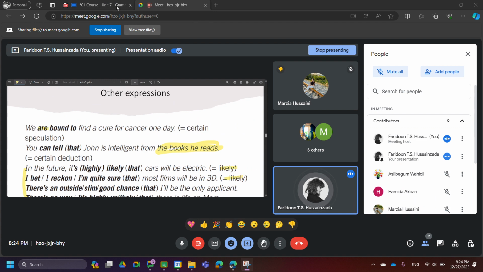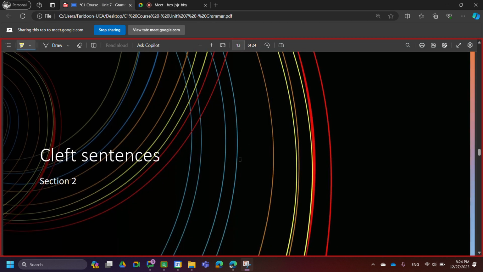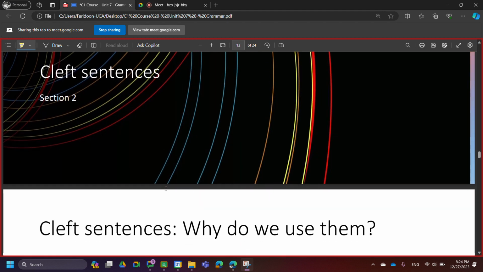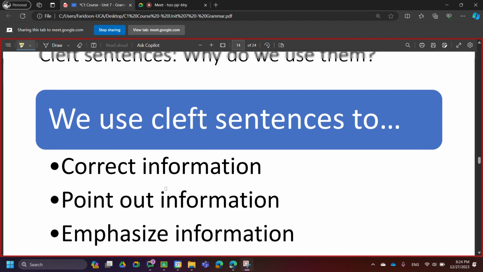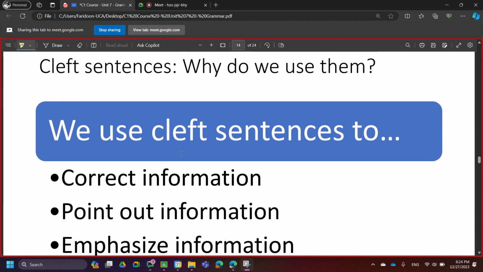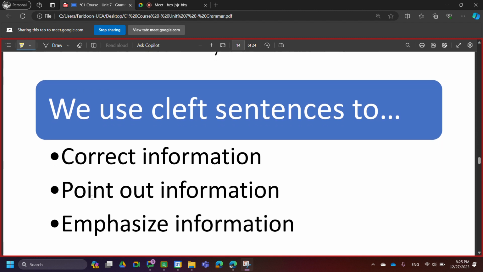Okay, so if you don't have any questions, let's now continue and check section two, cleft sentences. So cleft sentences, why do we use them? Of course, you can answer it very easily. We use cleft sentences to correct information, to point out information, and to emphasize information.